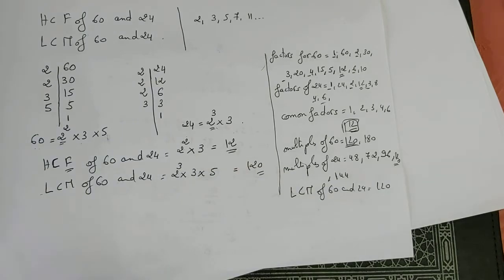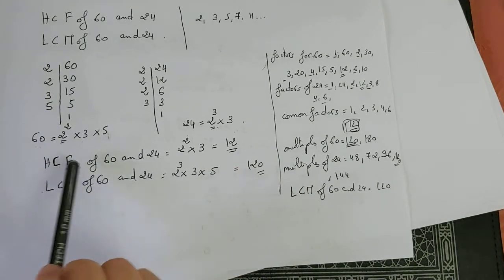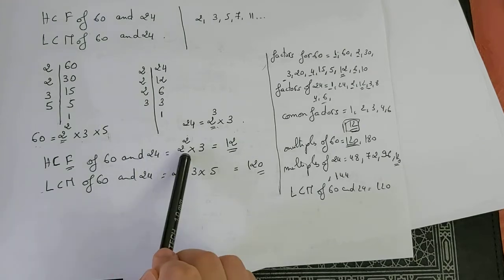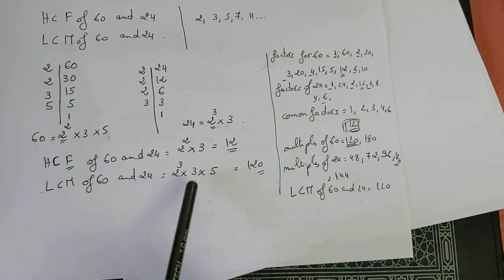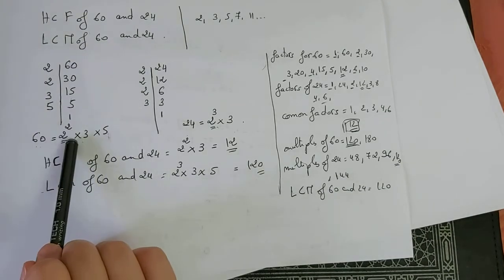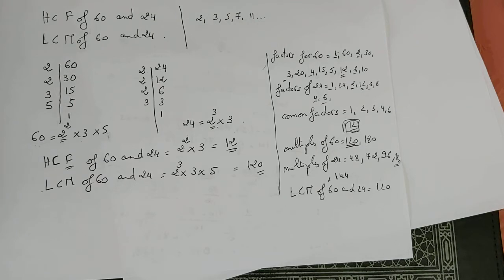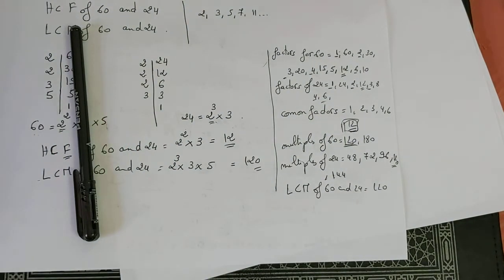Okay, so just remember that for the highest common factor, only common factors with the lowest power. For the lowest common multiple, it is whatever factor that you see in this one or this one with the highest power, right?